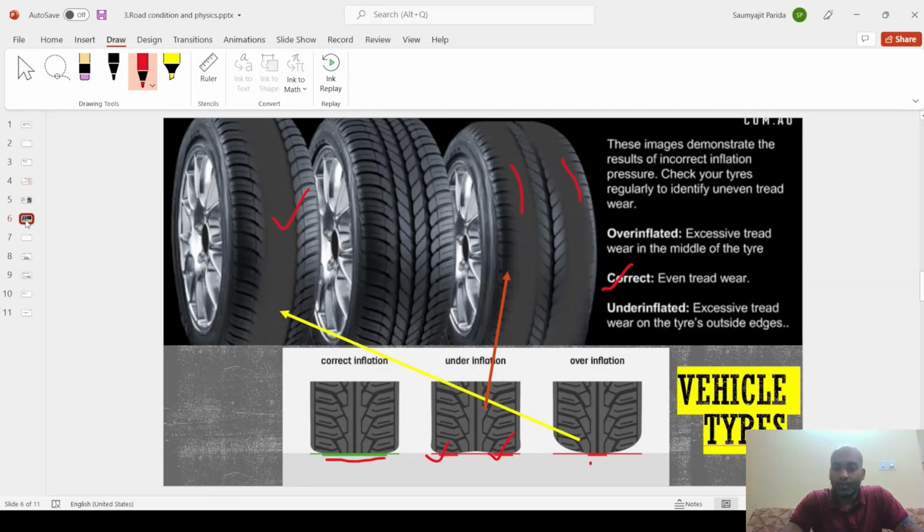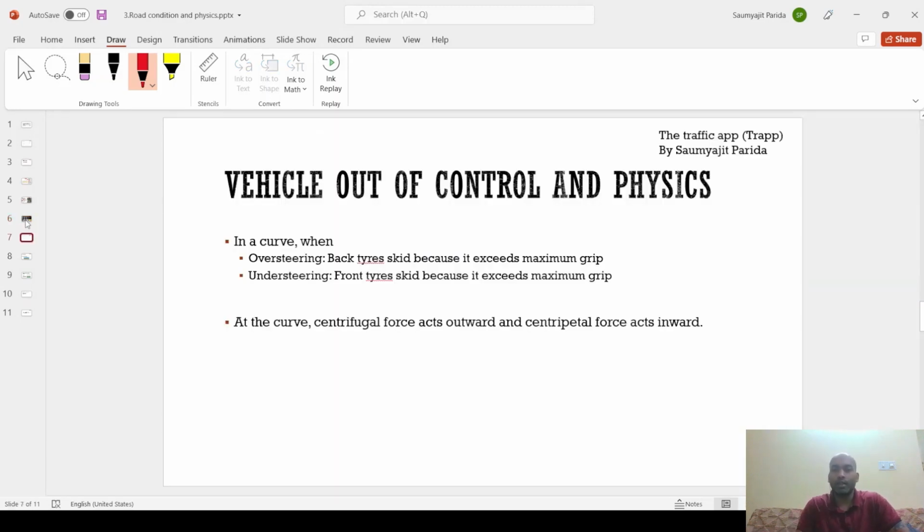Okay, I hope you guys learnt it. Then going on to the next slide. Vehicle out of control. What is the reason? In a curve, because of oversteering, the back tire skids as it exceeds maximum grip. Very important to learn. If I oversteer, then the back tire will skid. If I understeer, suppose I am driving and the curve is high, but I didn't turn my car sufficiently, then there is understeering happening and the front tire will skid. So this is very important to learn: front tire and back tire, oversteering, understeering.